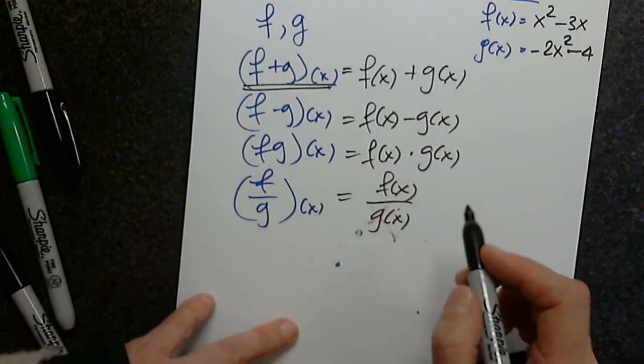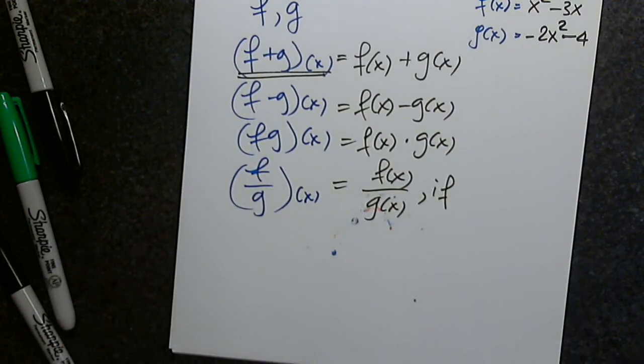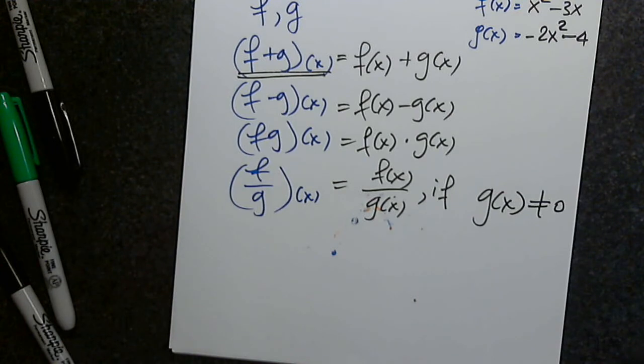For the previous 3, I did not write this, but in this case, I have to write if. What does that if mean? If what? Why? Correct. Very good. We cannot divide by 0, so division by 0 is, we know it's undefined, so we cannot have g of x being 0.